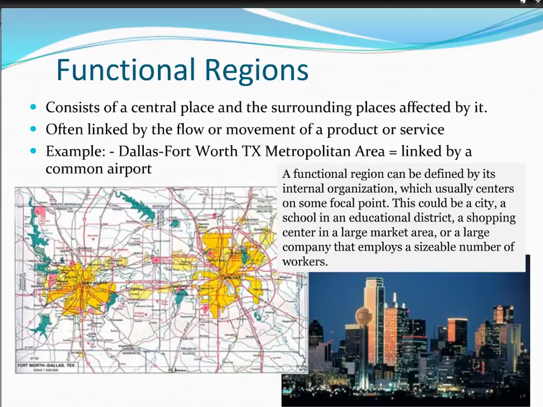Functional regions consist of a central place and the surrounding places affected by it. And you can think of it in terms of what does it serve. It's often linked by the flow of movement or product or service. So the Dallas-Fort Worth, Texas metropolitan area is linked by a common airport that serves that region. There's a function to it.